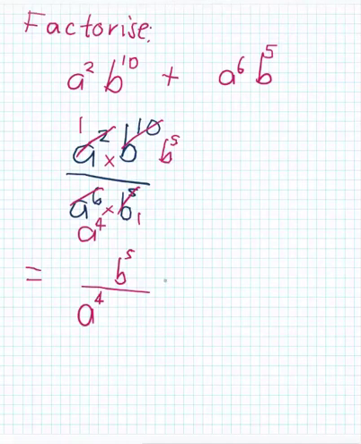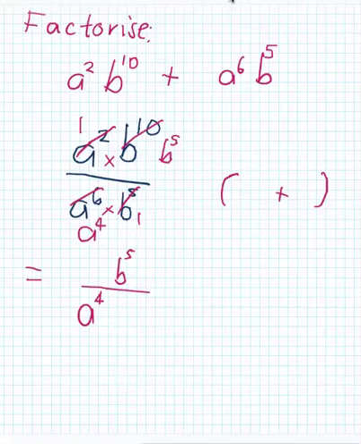Now with factorising, we are doing the exact same thing, except instead of having leftovers on top and bottom, our leftovers will be either on the left-hand side or the right-hand side. But the only different thing is with the highest common factors, you actually have to write them on the outside.